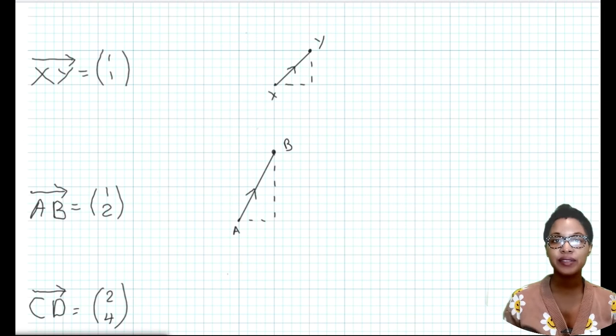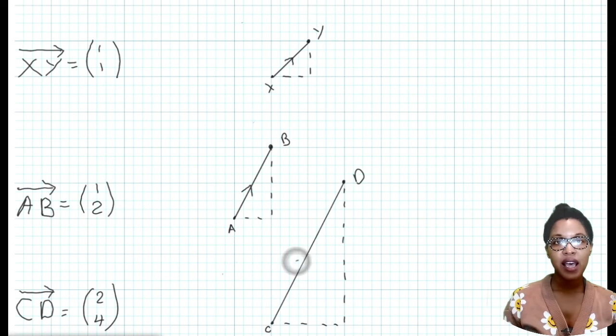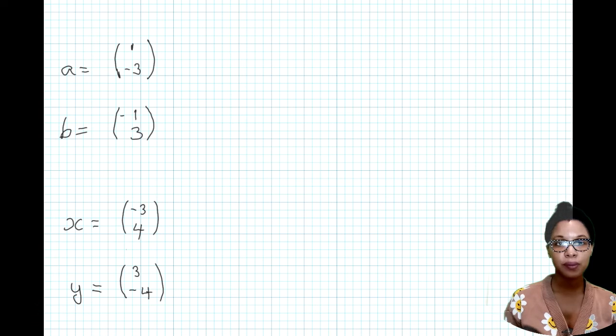So let's do CD. Again, 2 is the x value, 4 is the y value. So we label point C. We go 2 units to the right and 4 units up. We label that point D, and we draw a line from C to D. We put our arrow. Now these things are very important. The arrow showing the direction and labeling C and D is very important. Alright, so let's do our next one.